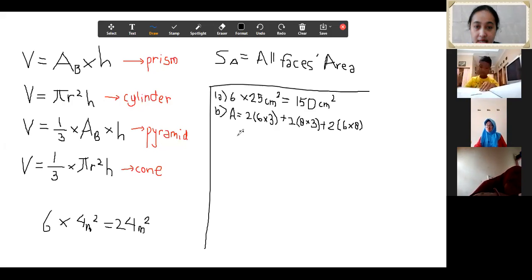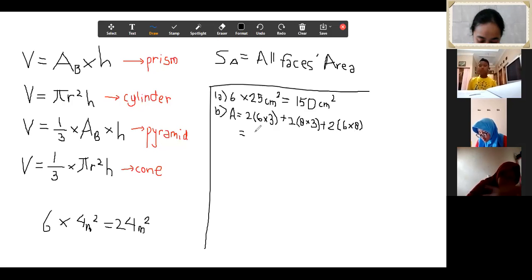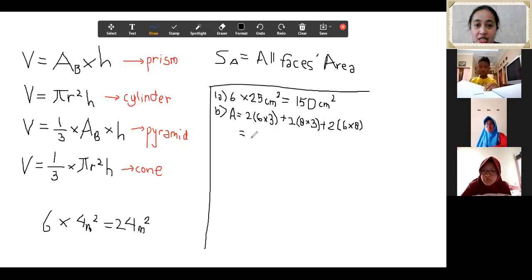So let's count then. 2 times 18 equals 36, right? 2 times 24 equals 48. And 2 times 48 equals 96. So if we sum up, what is the result? 180. Very good. 180 meter square. Very good.